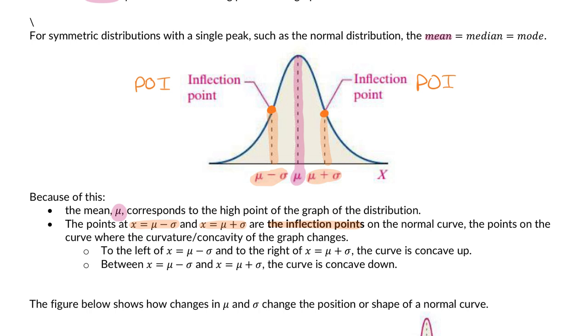So if you notice, in between these 2 points, this part right here, would you say that's like a happy parabola or a sad parabola? Sad parabola. We're going to call that concave down. Because if you were doing your hands to make that shape, your elbows and wrists would be pointing down. So this section right here is called concave down, between your inflection points.